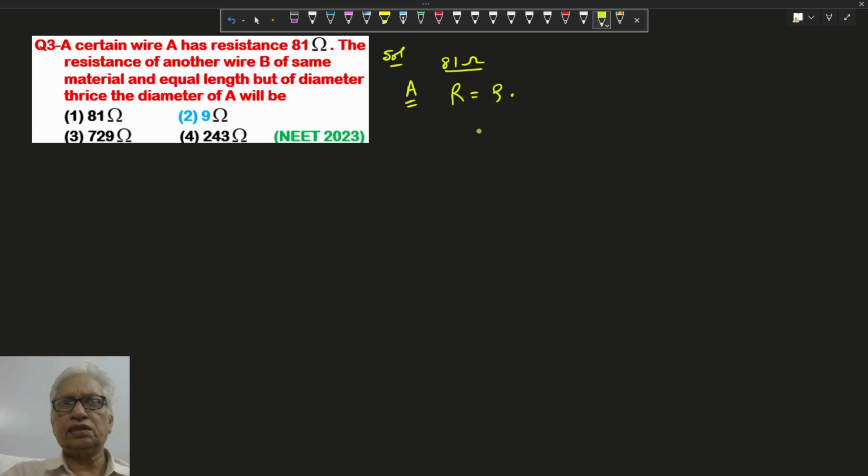So here the length L upon the area of cross section, we can write pi r1 squared. The length is the same, so L1 and L2 are both equal. And the resistance of wire number 2, I'm taking here R1, R2. Resistivity is the same because the material of the wire is the same. Length is also the same, but the radius is thrice. So diameter and radius both are thrice.